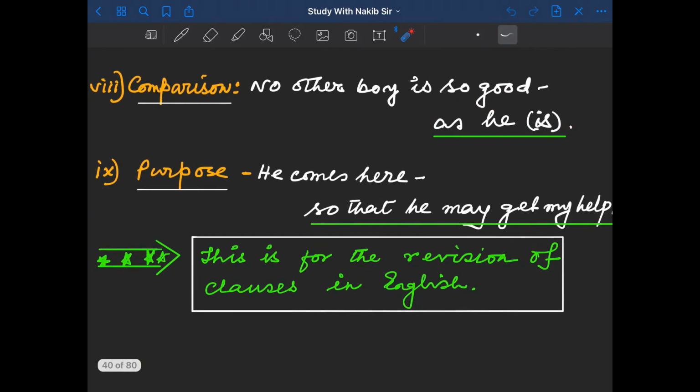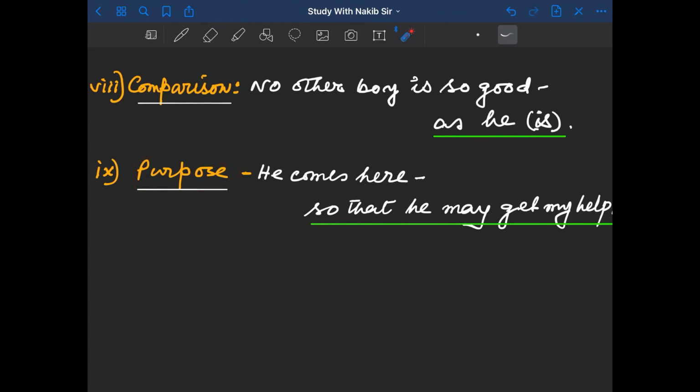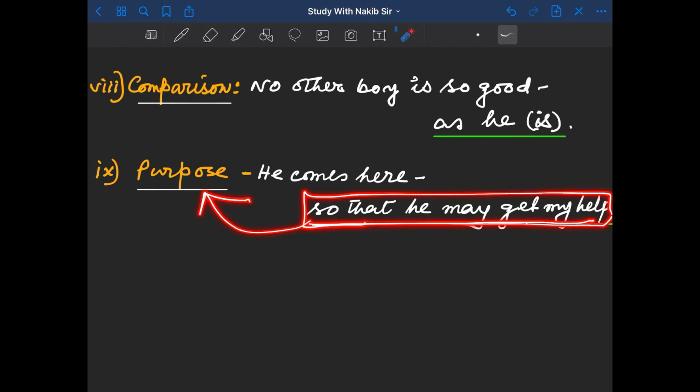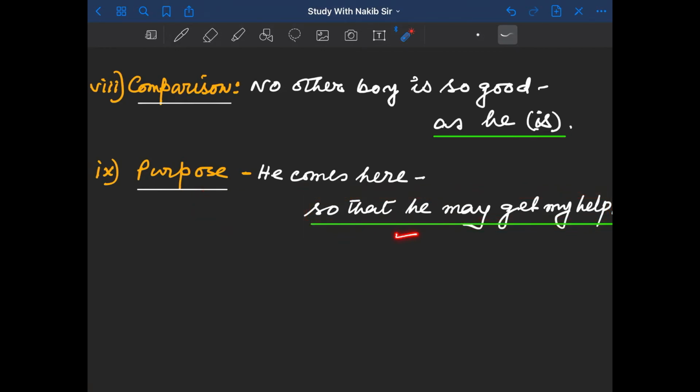Next one, an adverb clause indicates the purpose in a sentence. See the example: he comes here so that he may get my help. "So that he may get my help" is a subordinate clause expressing the purpose. Why is he coming here? He is coming here so that he may get my help. A subordinate clause expressing the purpose. For this it is a subordinate adverb clause. Okay.